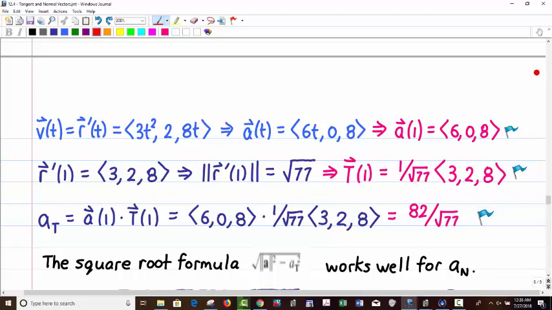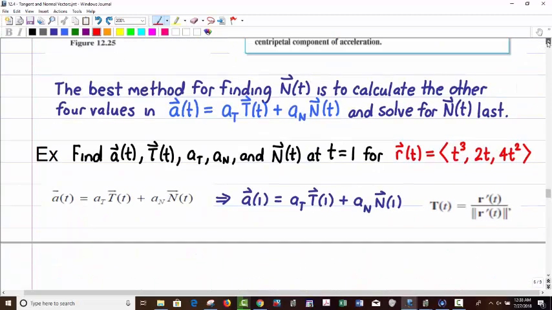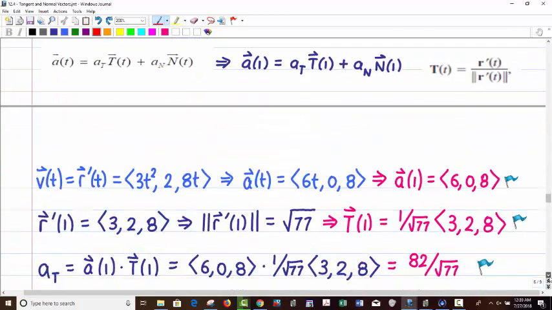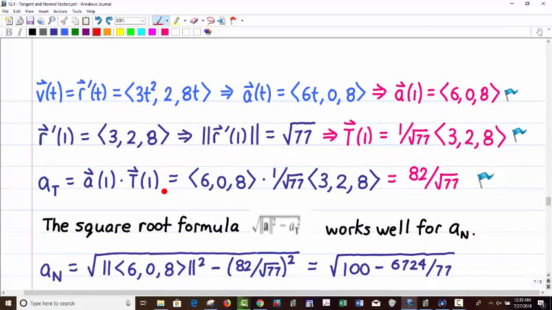Now a sub T, we're going to use this formula right here: a dot T. See, this is easy because we already have a and we already have T. So just dot them together. When you dot something like this with a scalar multiple, you can leave the scalar multiple there and just dot these numbers, so you don't have to distribute it. In other words, 6 times 3 is 18, the middle one's 0, 8 times 8 is 64. So 18 plus 64 is 82. And then you bring in the 1 over root 77, so it's 82 over root 77.